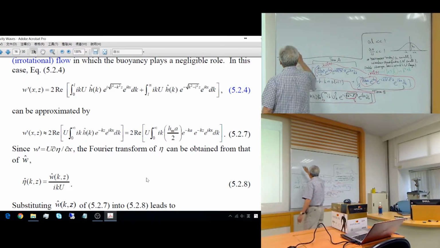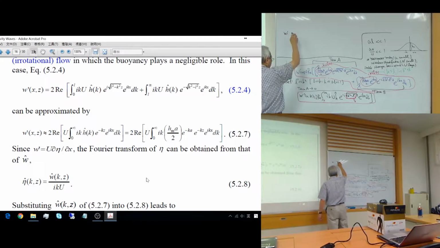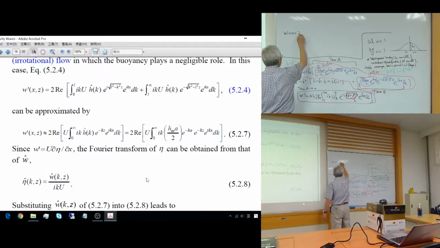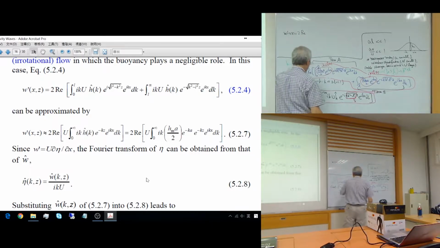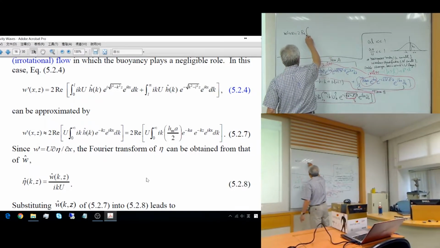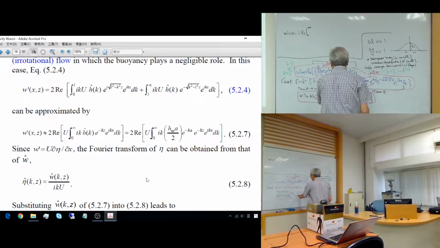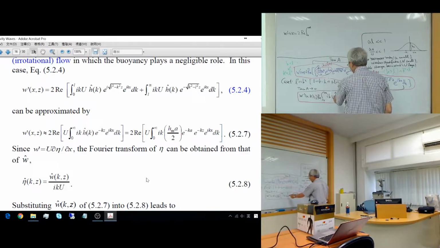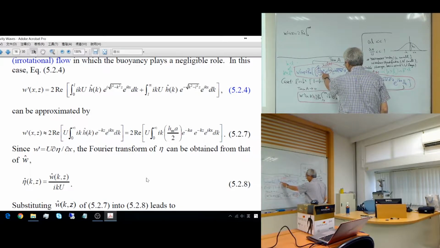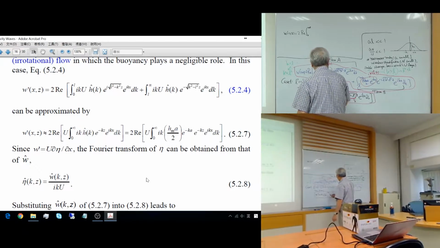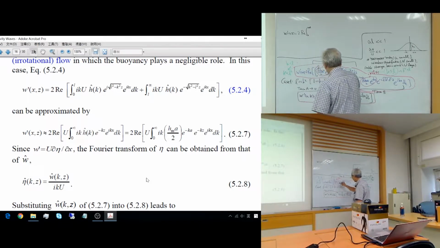Okay, so the prime of xg can be written as 2 times real part, equal, and then integration from 0 to infinity of ikU and then h hat. H hat is hm times a divided by 2 e to the minus ka. Okay, so this first part will be like this.